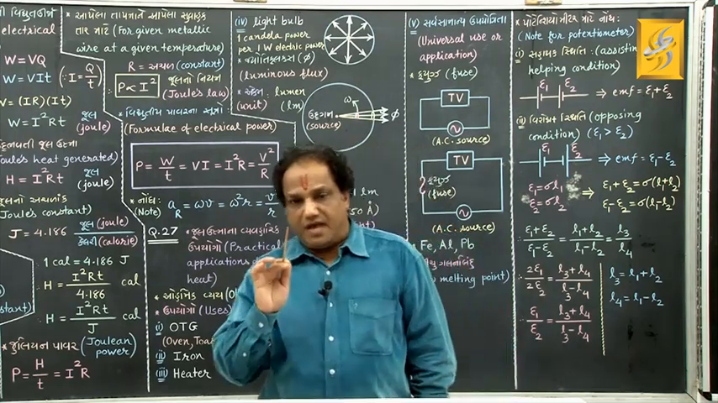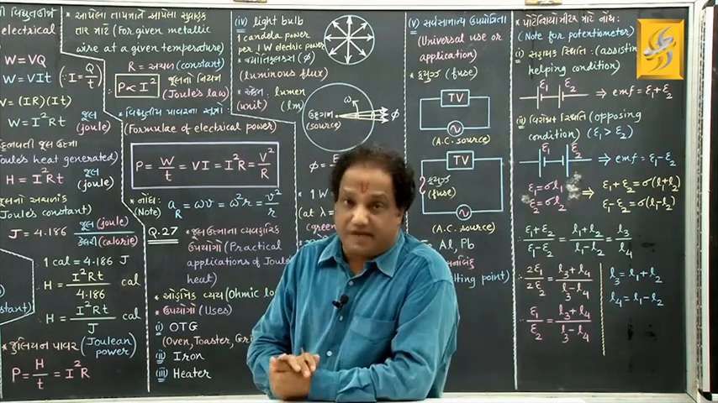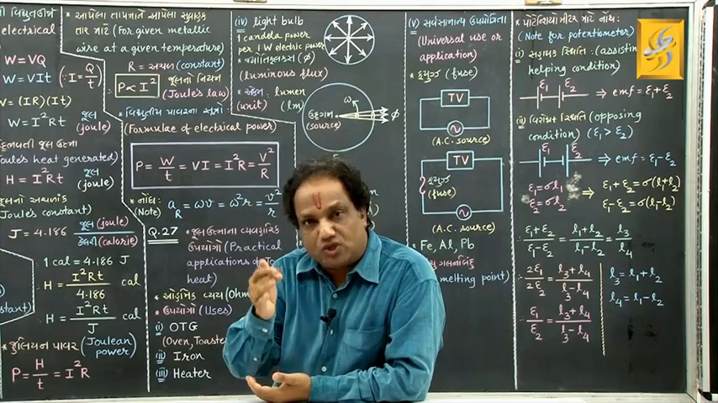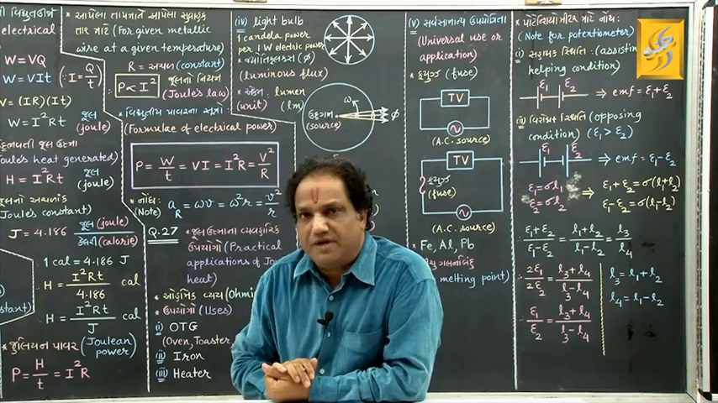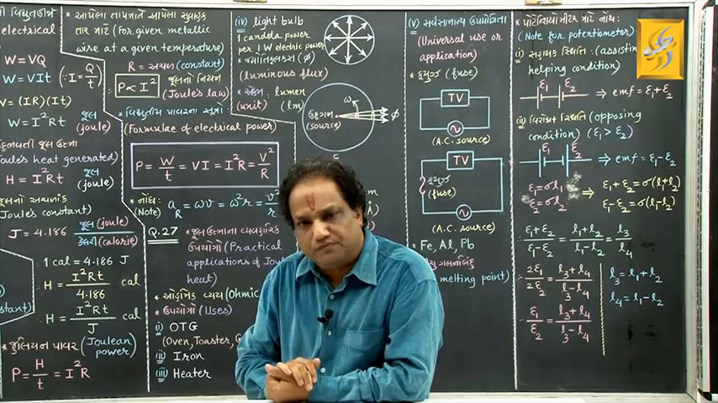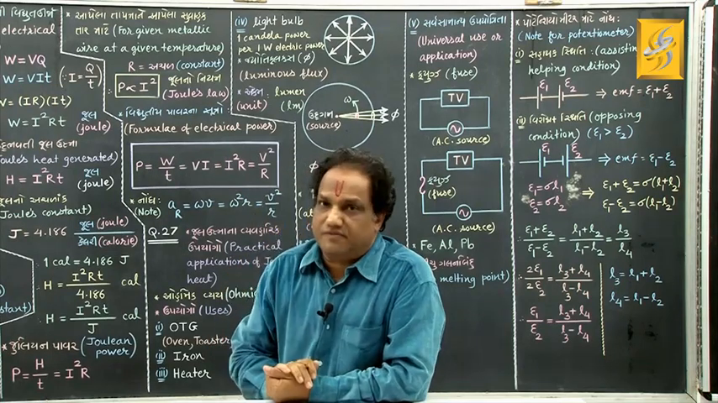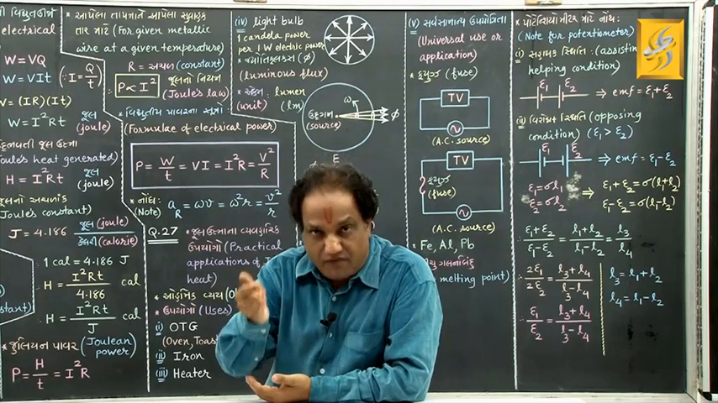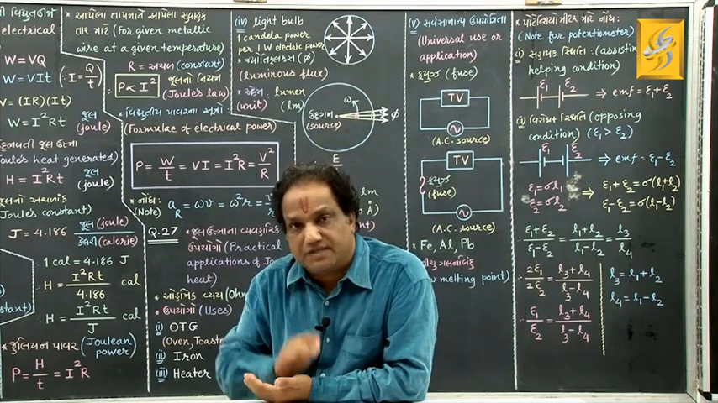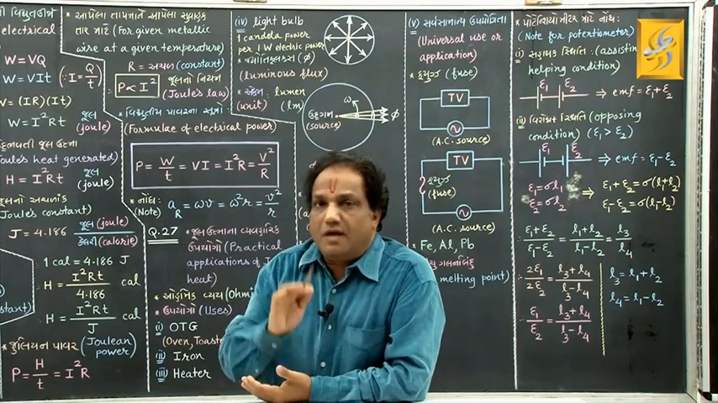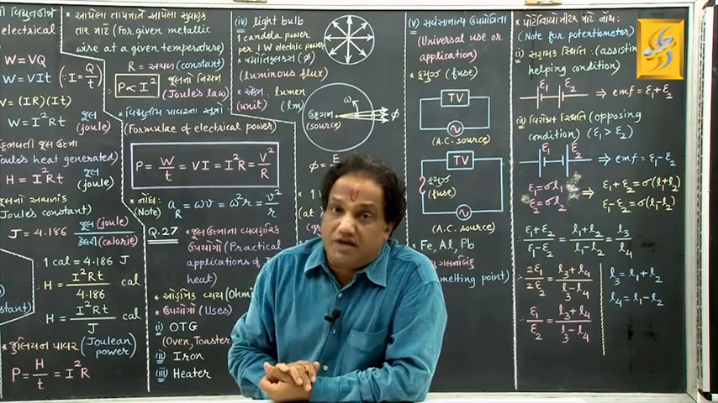My dears, every coin has two sides. Similarly, Joule's heat also has two sides. I mean, it has advantages and it has disadvantages, like a fire, which has its own advantages and its own disadvantages. Similarly with Joule's heat also. How is Joule's heat disadvantageous?